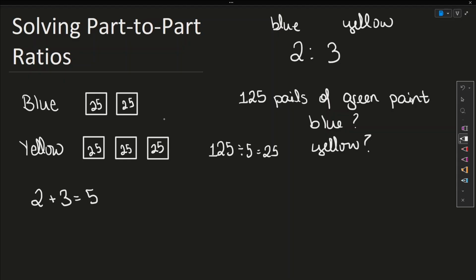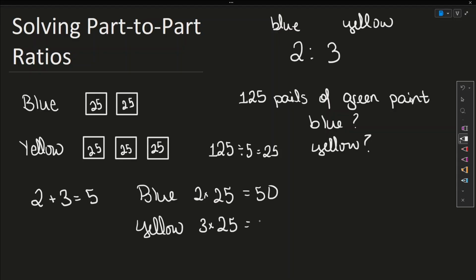Now, blue has 2 parts. They're each worth 25, so a total of 50. Yellow has 3 parts, each worth 25 for a total of 75. So to make 125 pails of green paint, you need 50 pails of blue paint and 75 pails of yellow paint. We can double check. 50 plus 75 is 125, and the relationship is still 2 parts blue for every 3 parts yellow. This example shows the third type of ratio problem. We know the total amount and need to find the parts.